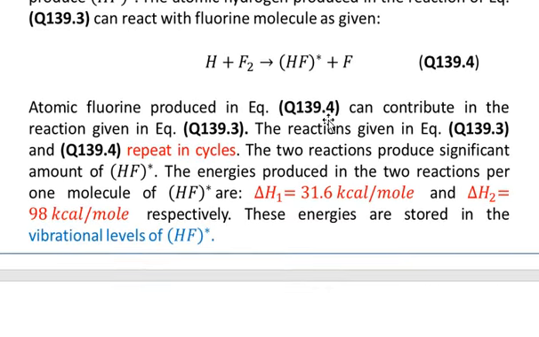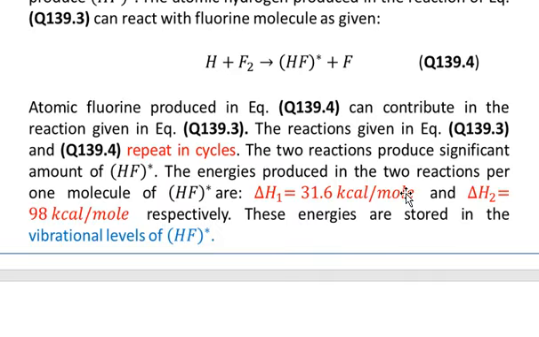Atomic fluorine produced in equation number 4 can contribute in the reaction given in equation number 3. The reactions given in equation number 3 and equation number 4 repeat in cycles. The two reactions produce a significant amount of hydrogen fluoride in the excited form.